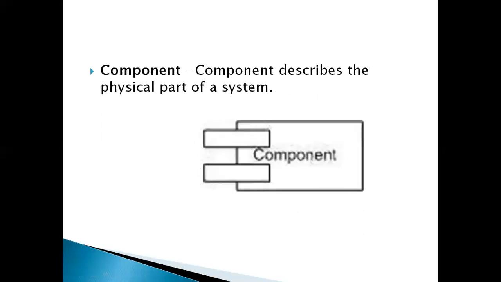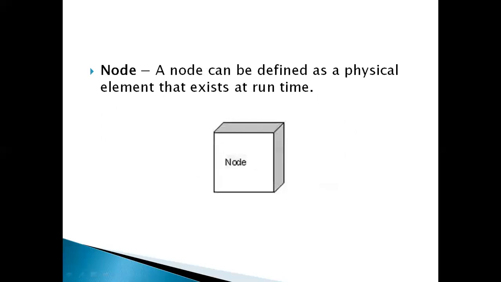Component. Component describes the physical part of the system. Here we can write the component name. If any additional information is required, we can write below the component name. Node can be defined as a physical element that exists at runtime. Node will be existing at runtime.